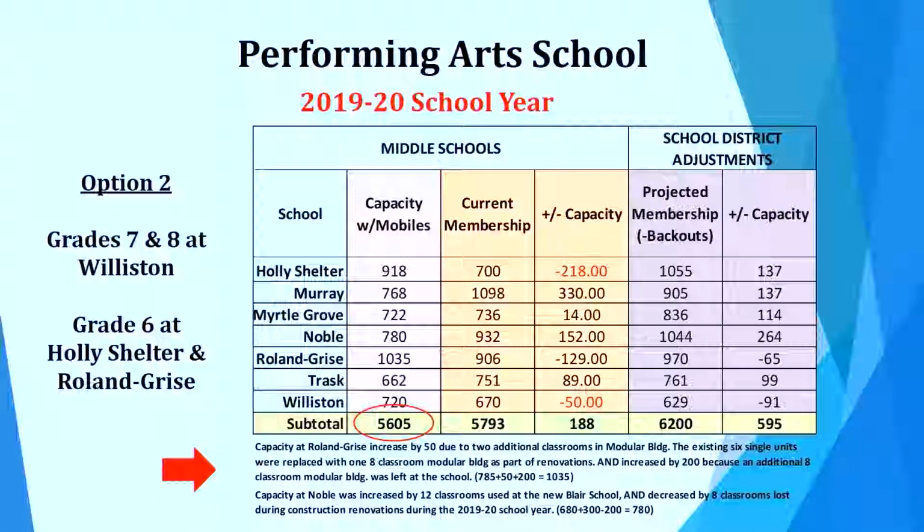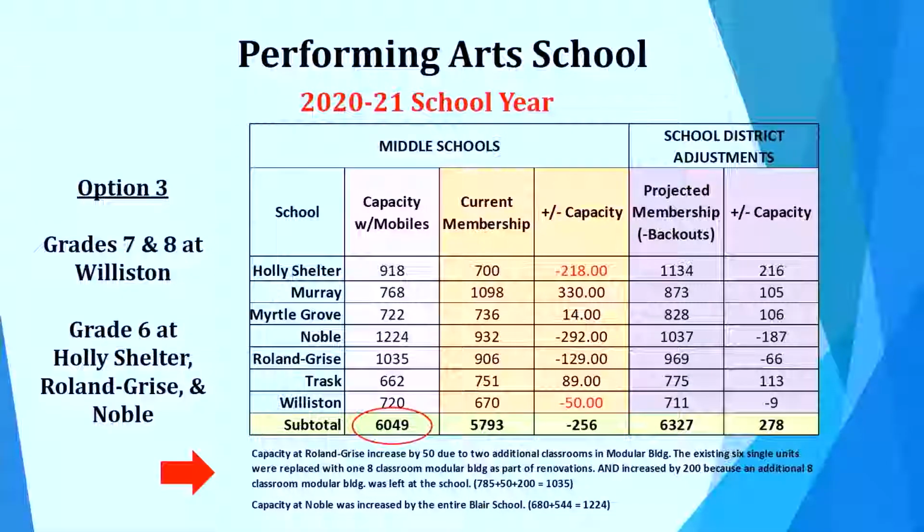I will say the reason we're doing that at Noble, keep in mind, is during that same year, we're going to be renovating. So we will be required to vacate probably 8 to 10 classrooms during each phase as we move through the construction project. So those are the two options for the next school year, or the two possibilities for the next school year.